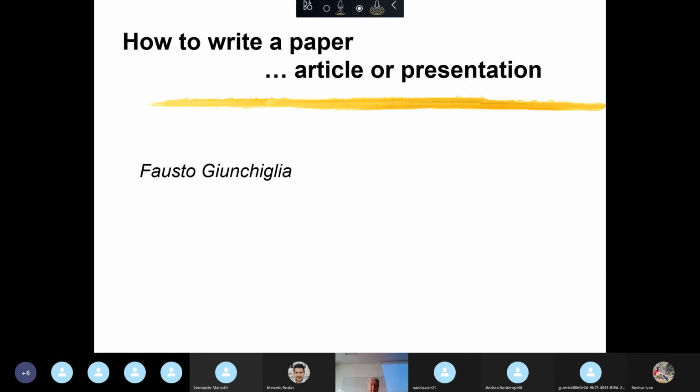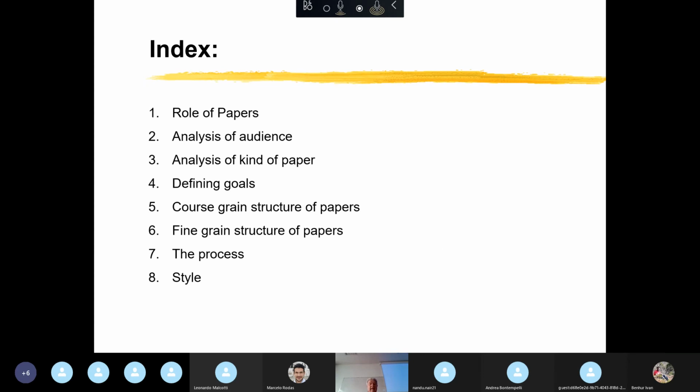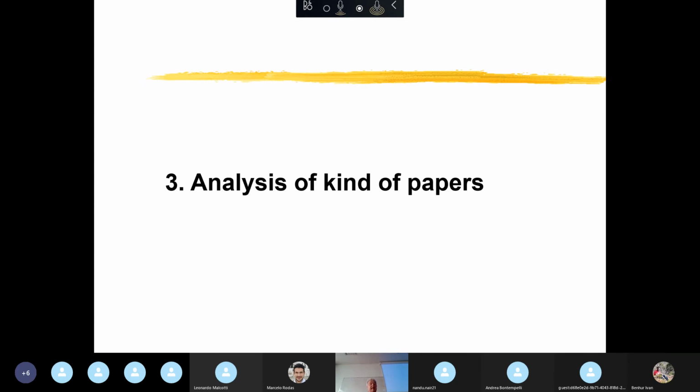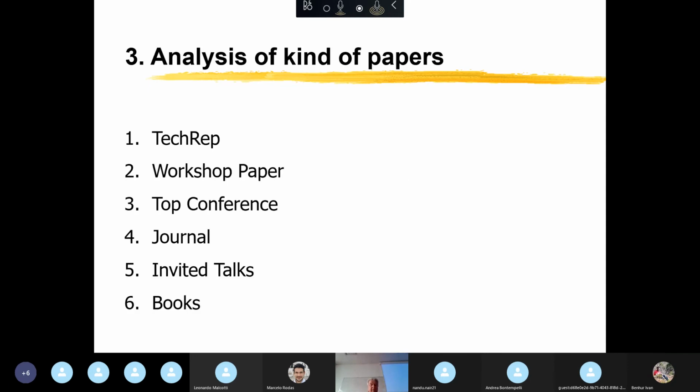Okay? So the next one is the kind of papers. We said that the paper needs to clarify, to do synthesis pretty much. We said that we have the target audience. Now we're talking about types of papers. Now, pretty much these are the types of papers that we have.